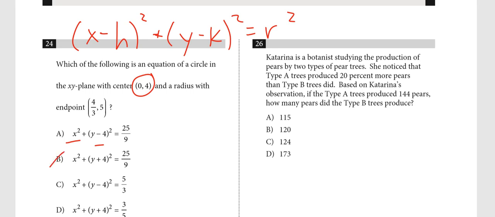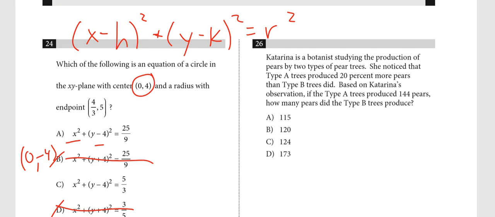Why do I know I can get rid of B and D? What's the center of both of those? It's (0, -4). Those have (0, -4) as the center. So, those are out. So I did get it down to at least 2 choices.